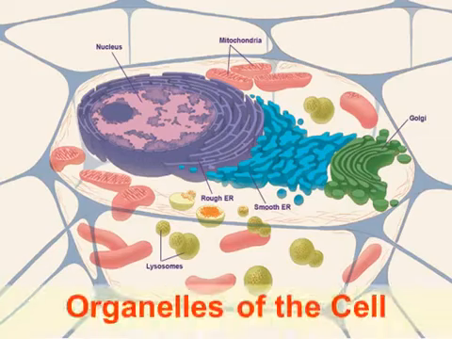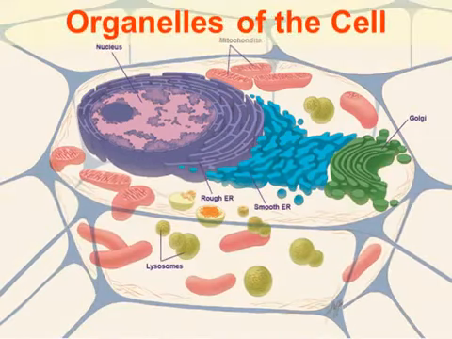Okay, so in this video, we're going to go over some of the common organelles of a eukaryotic cell. Now, an organelle is simply a word that means small part. So just like the body has small parts called organs, cells have small parts called organelles. Well, there's a lot of them, so let's go ahead and get started.